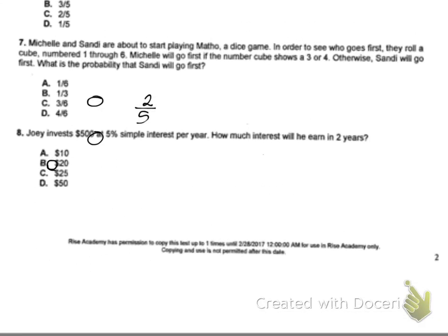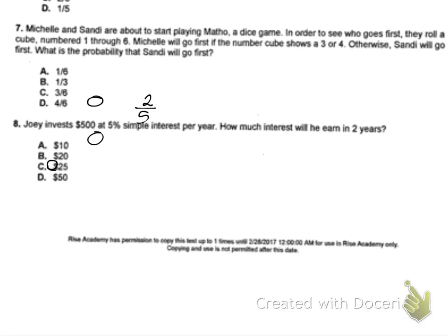Number 7. Michelle and Sandy are about to start playing Matho, a dice game. In order to see who goes first, they roll a cube, numbered 1 through 6. Michelle will go first if the cube shows a 3 or 4. Otherwise, Sandy will go first. What is the probability that Sandy will go first?